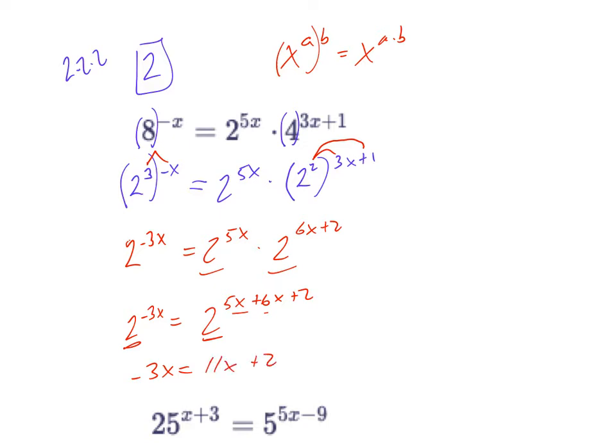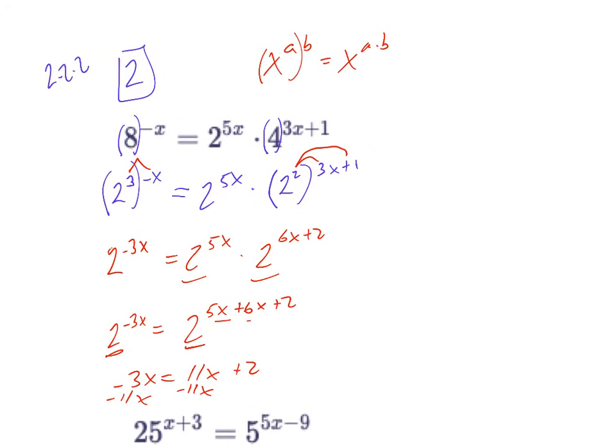Now I can either do this in 2 steps and move that negative 3x over and then move the 2 back, or I can just move this to negative 11x, move that over. So that gives me now, let's change our color here. That gives me negative 14x equals 2. And now I can divide both sides by negative 14. So I get x equals negative 2/14 or negative 1/7.